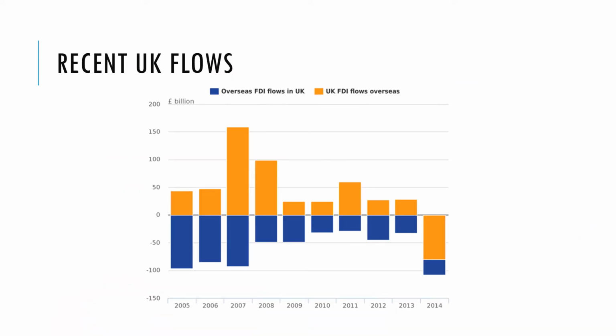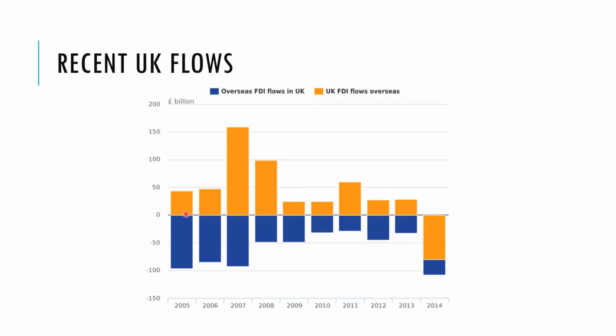So let's have a look at some more data specific to the UK. This chart below us shows us the inward and outward FDI flows. So the yellow bars show us the outward FDI. So this is the amount of money leaving the UK and going into investment projects abroad. The blue bars showing the amount of money coming into the UK from overseas.